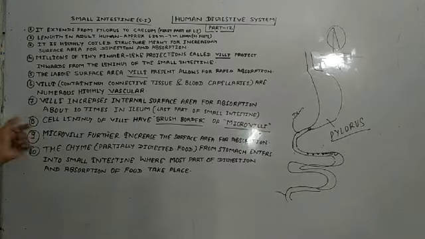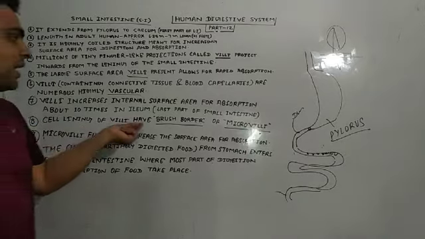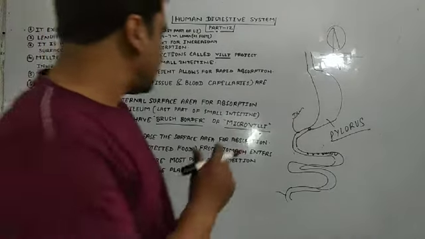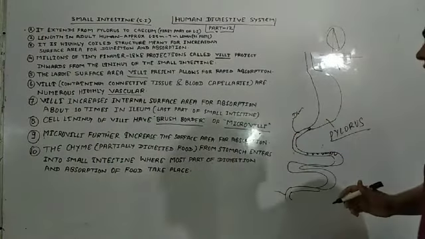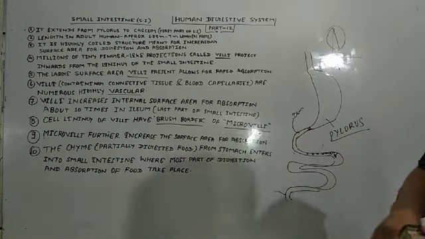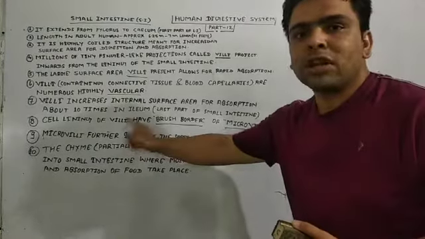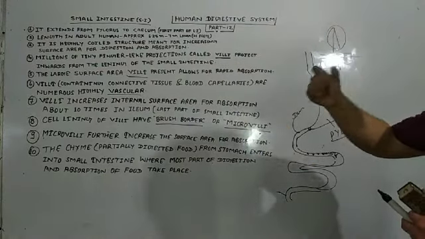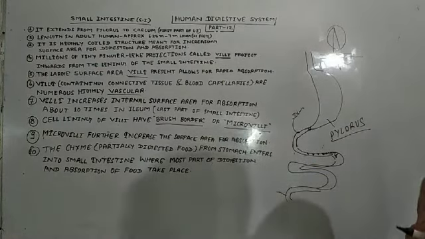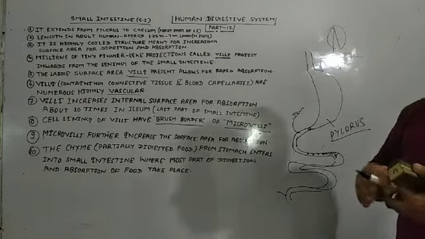Now come to the next point. The cell lining of villi has a brush border or microvilli. Students, that is another important structure for absorption and digestion. I am talking about the villi. The internal structure of villi has multiple cell linings, and these cell linings have brush border structures.